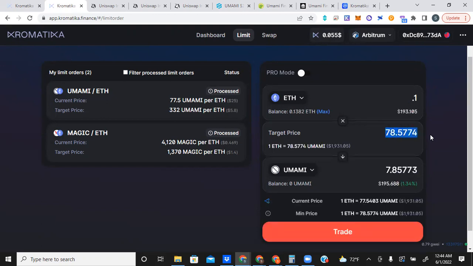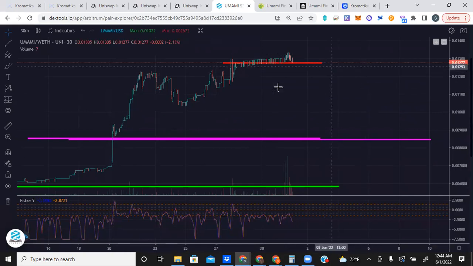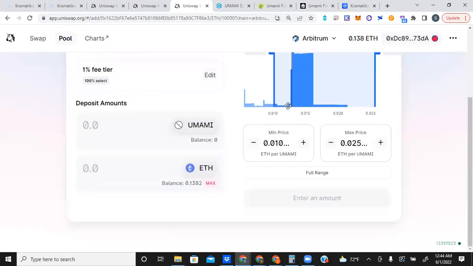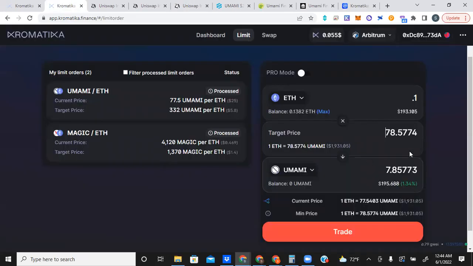So as you can see right here, it's giving me a target price, and it's giving me a ratio of how many Umami it takes to equal 1 ETH. So it's giving me the Umami to ETH, versus when I look at the chart here, it's giving me the ETH to Umami ratio. So a little bit annoying, but not that big of a deal. What we can do is just fiddle with this here, and it'll allow you to toggle this here. So if you click this, you'll get the Umami to Ethereum ratio instead, and this will give you the price that we're looking for, which is 0.0127.